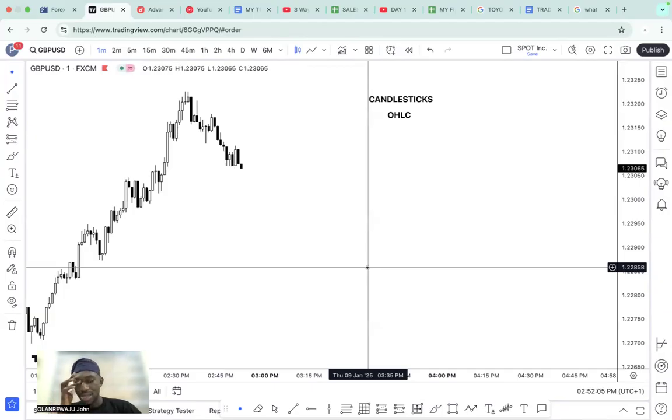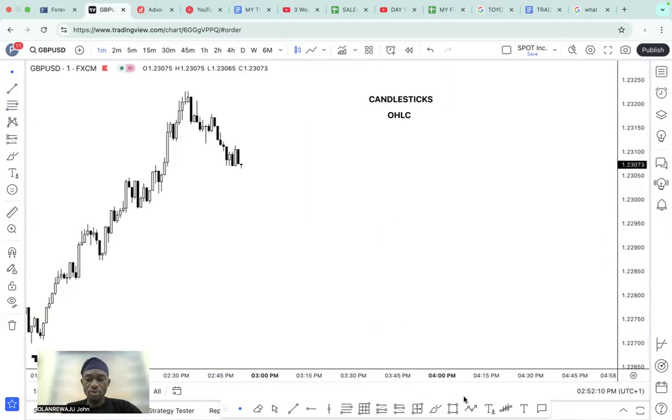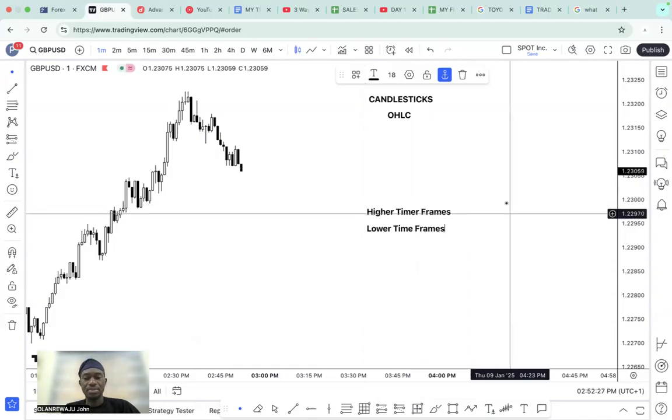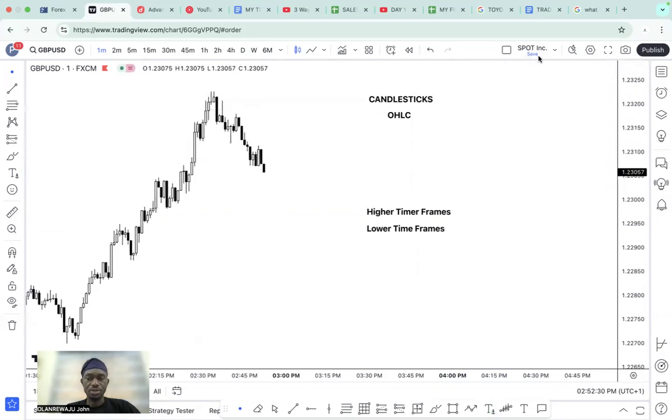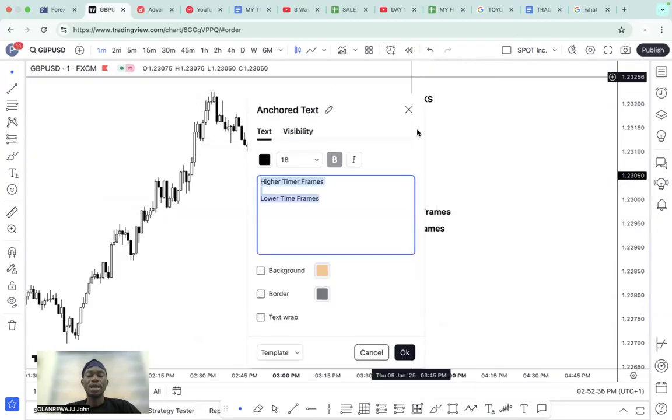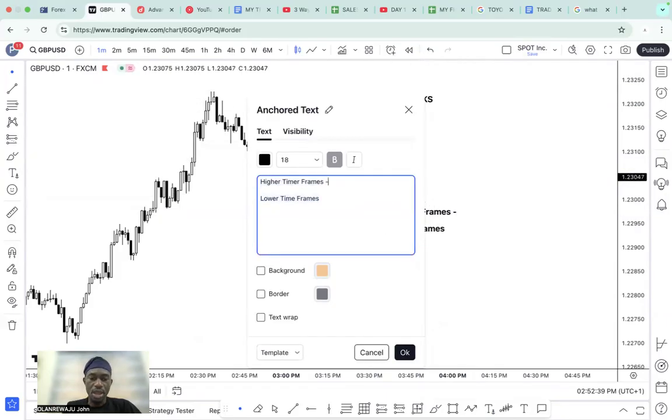When it comes to analyzing the markets, we basically have two types of time frames: the higher time frames and the lower time frames. As an intraday trader, the time frames we call higher time frames include the weekly, the daily, and then the 4 hour.